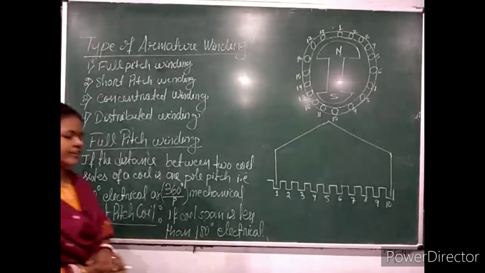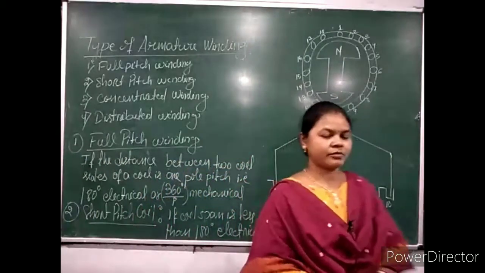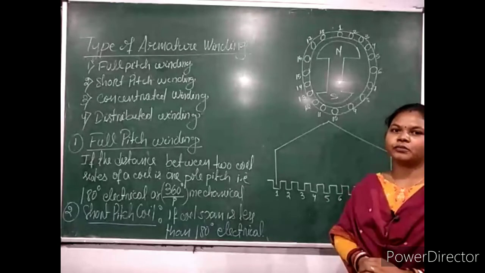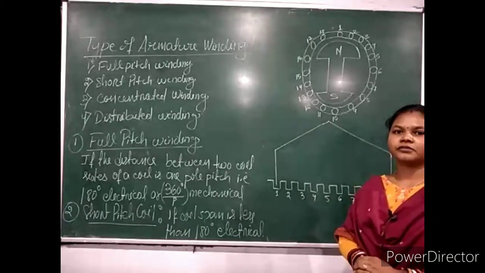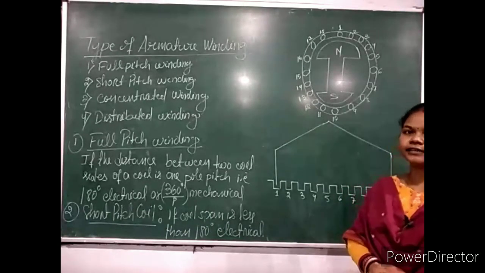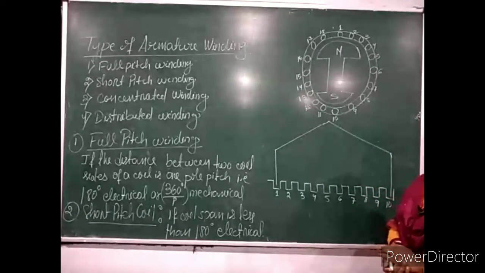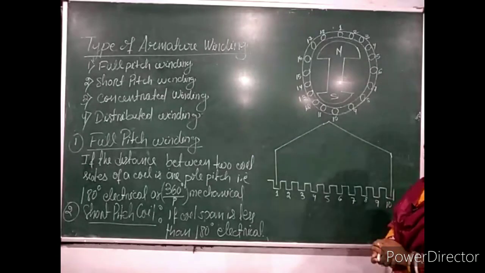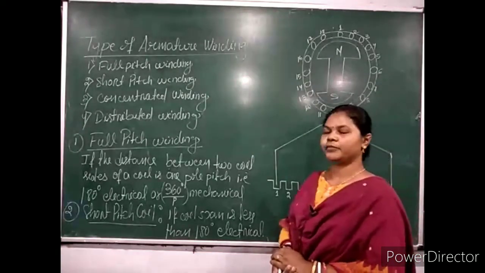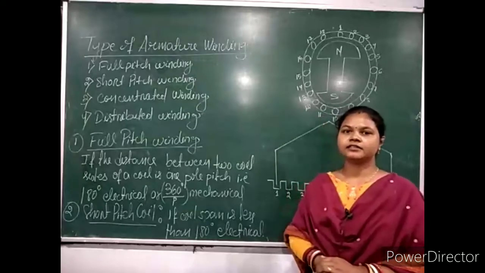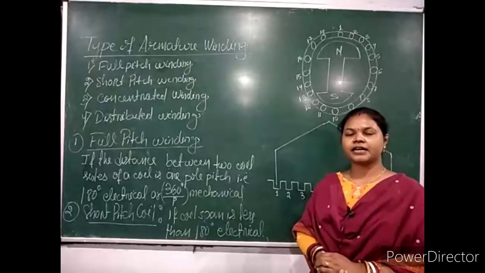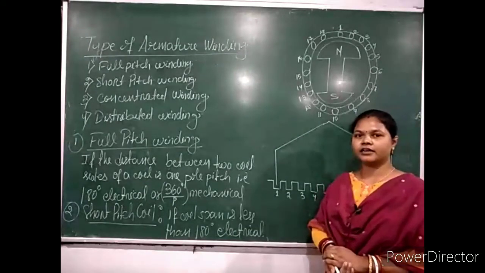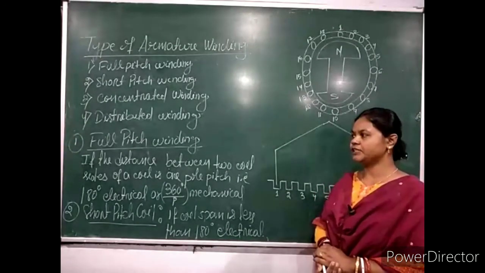Hello students, in this class we will discuss types of armature winding, which is a portion of the first chapter, that is alternator. The types of armature winding are briefly classified into four types: full pitch winding, short pitch winding, concentrated winding and distributed winding. First you see what is full pitch winding.